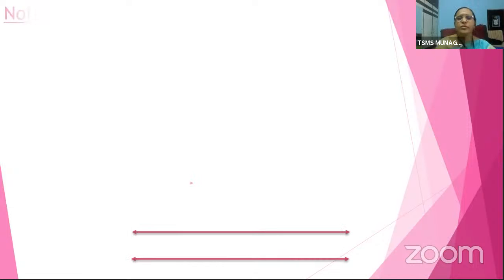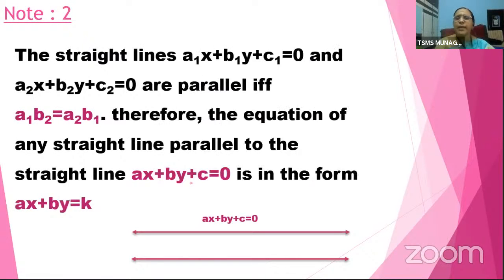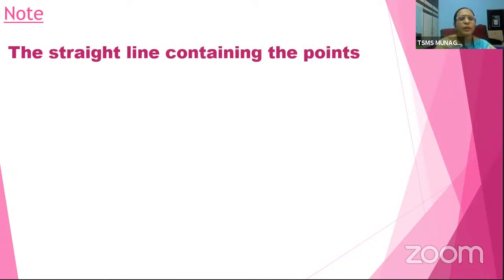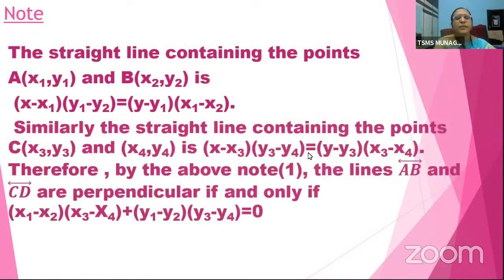Okay, so this is how we can write the equations of lines perpendicular to the standard form and parallel to the standard form. Now, what is the equation of the line if it is containing 2 points?